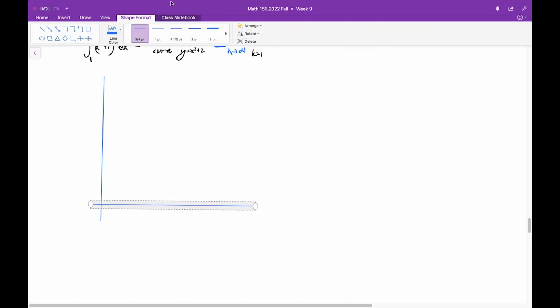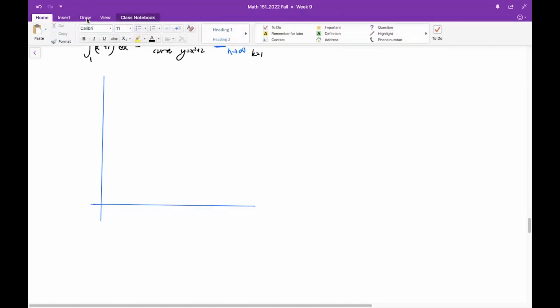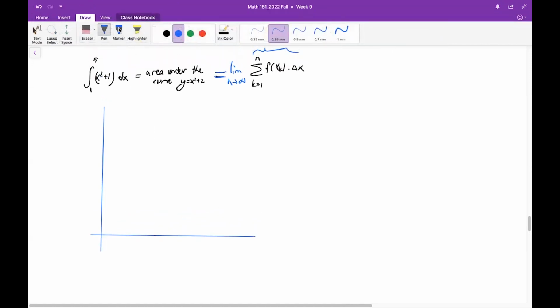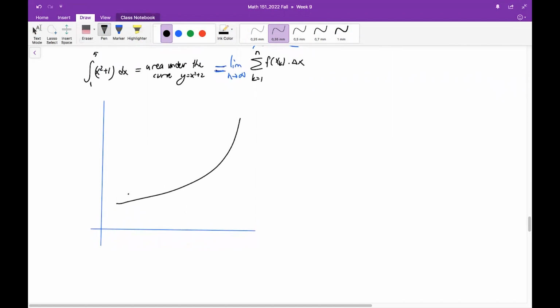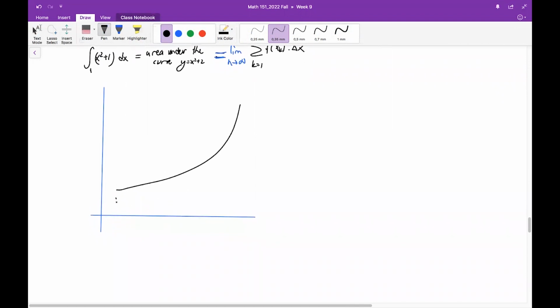Like this. Our curve is this one, the x squared plus 1 curve. So let me draw it like this. And I'm interested in this curve over which interval? Over the interval from 1 to 5.